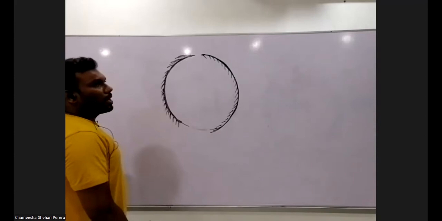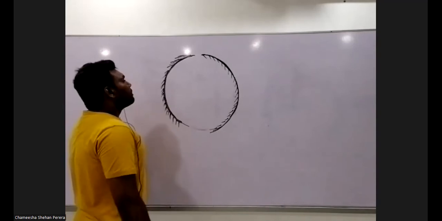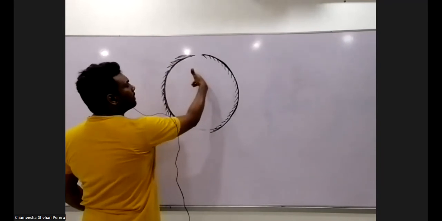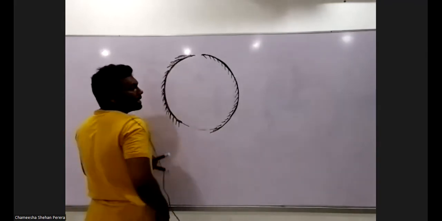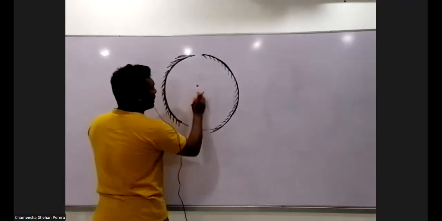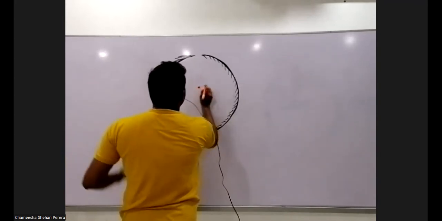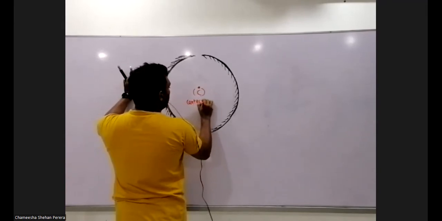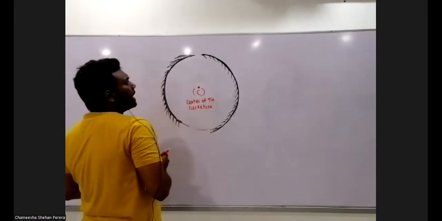Now, if you can remember, I hope you know how to construct a circle or a sphere. You keep the compass at the middle of the circle, and then you draw it. So the center of this sphere is somewhere over here. Okay, I would mark it. This is called capital C, the center of curvature.